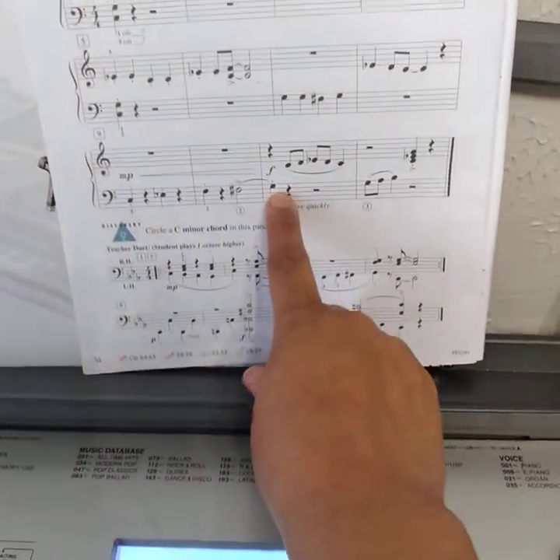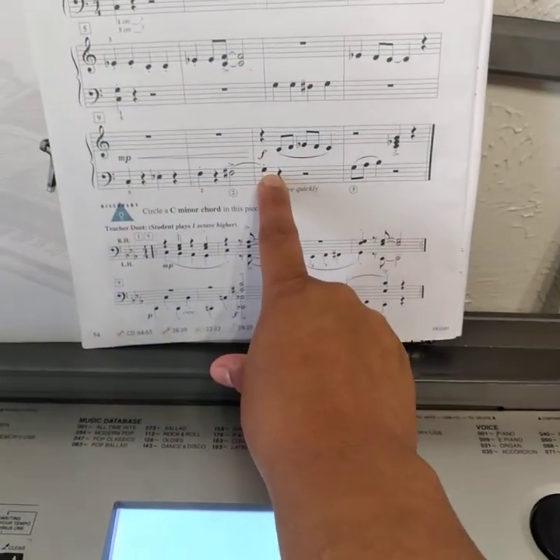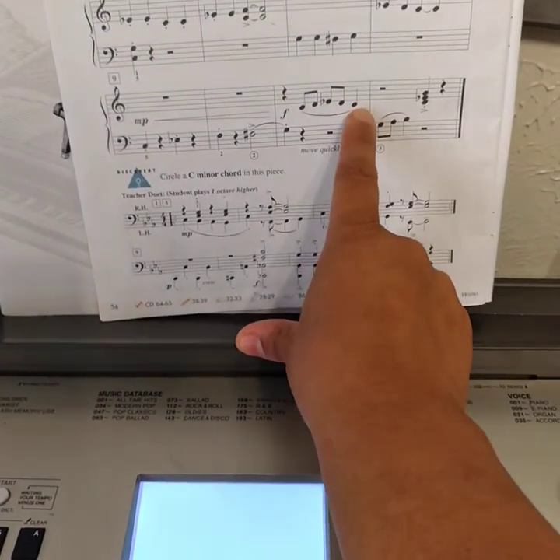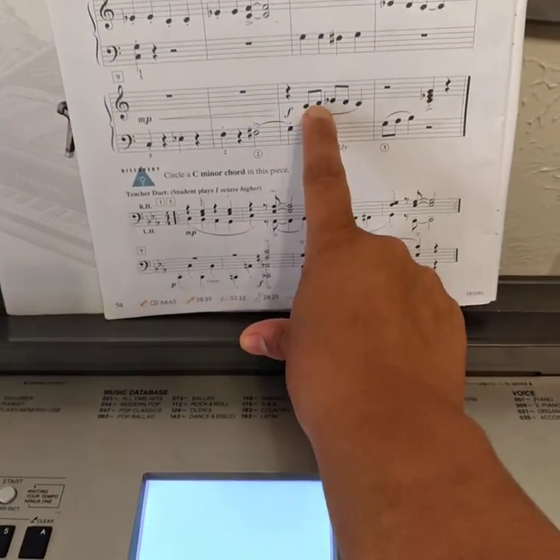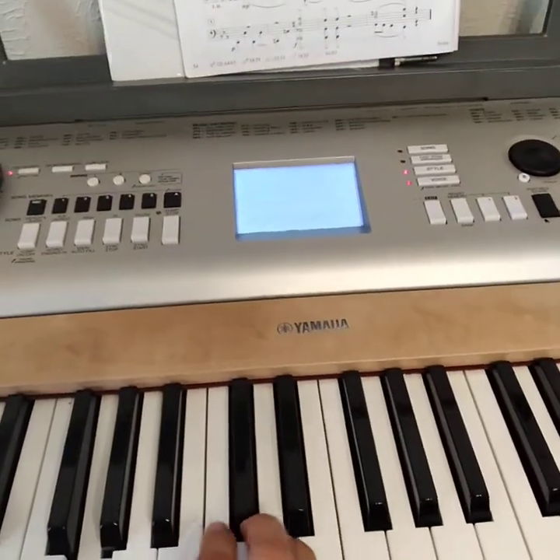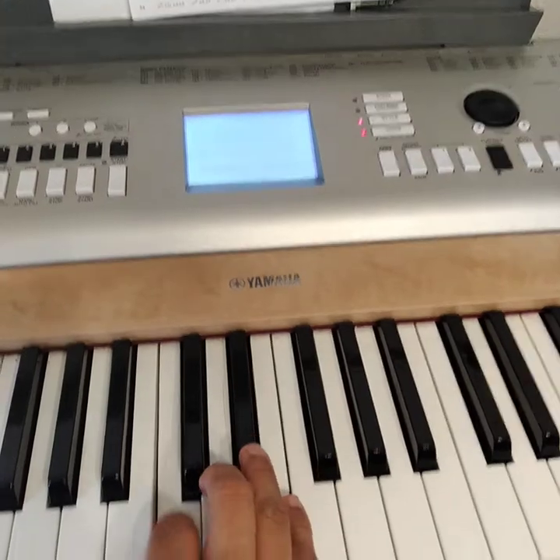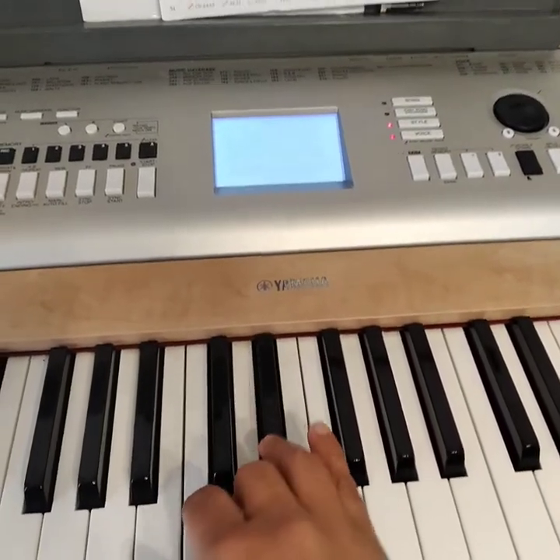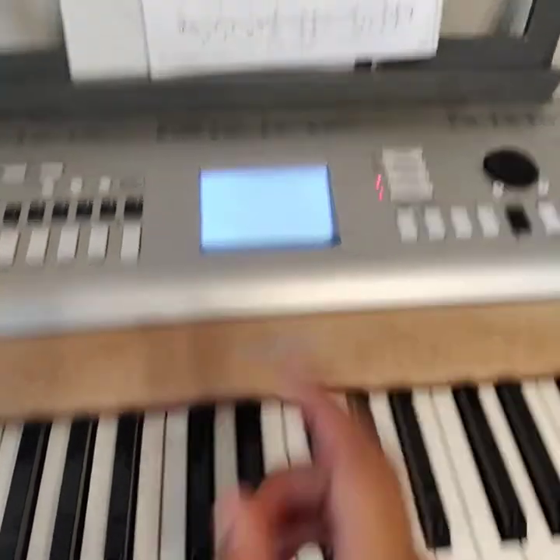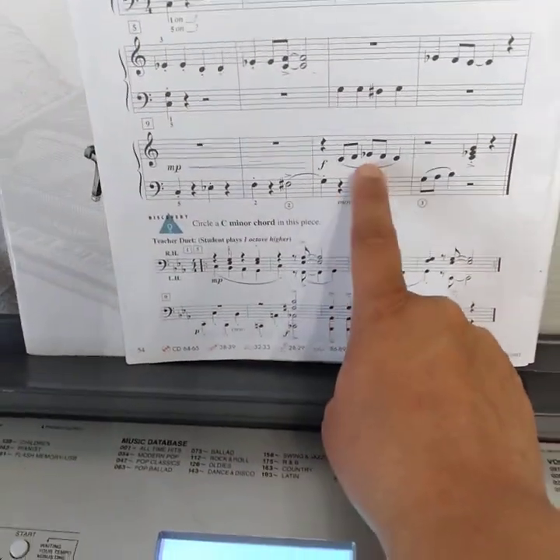Now over here, we're going to the second to last measure. Let's count it out. 1, 2, and 3, and 4. 1, 2, and 3, and 4. So on the piano, it would be 1, 2, and 3, and 4. 1, 2, and 3, and 4. So now we hear the difference between the quarter note and the eighth note.